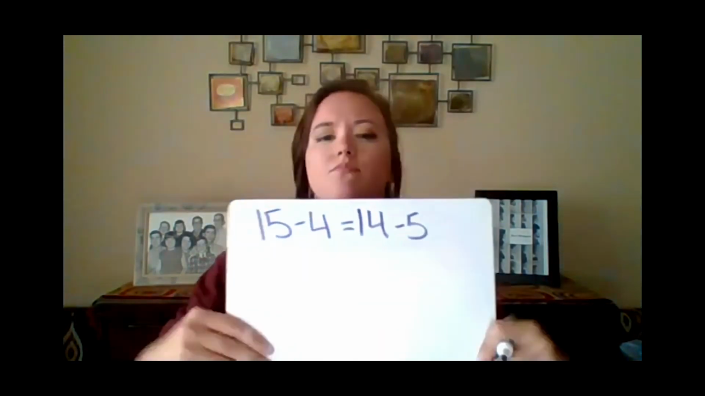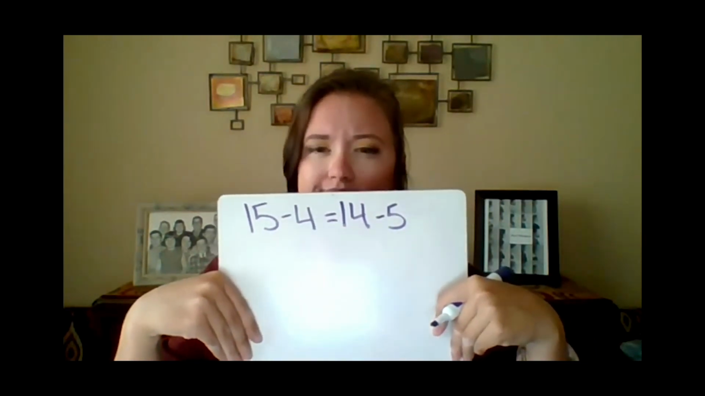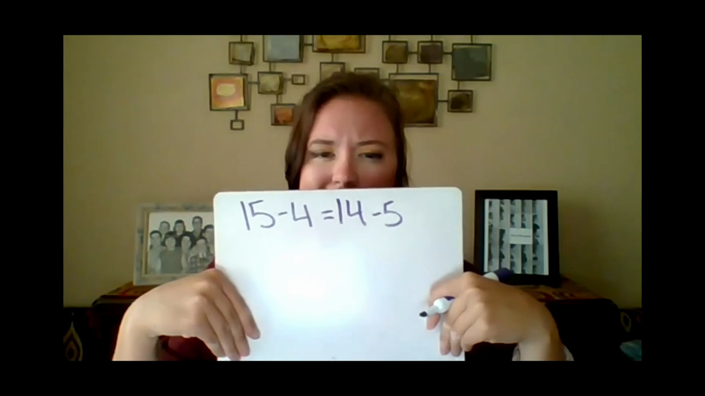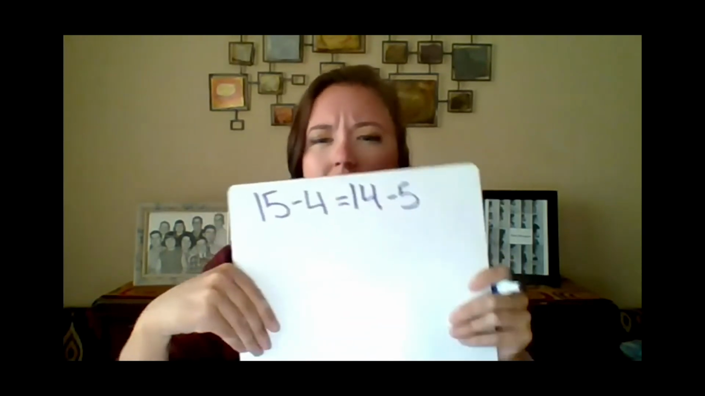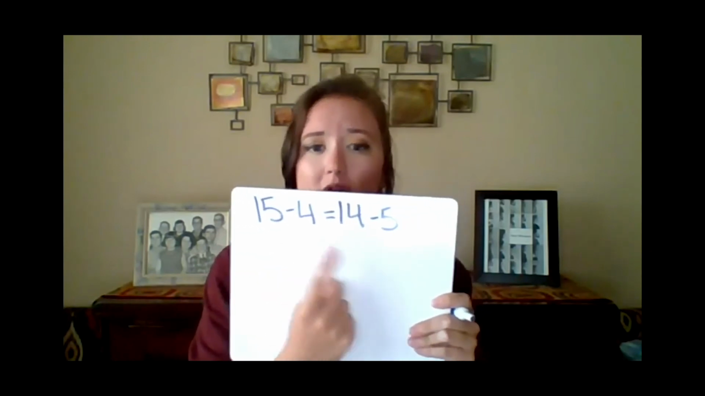There I am. Hello. All right, so let's give it a go. So the equation was 15 minus 4 equals 14 minus 5. All right, so at first glance, do you see a side that might look a little bit easier to solve? No, but I'm getting a little confused because all these numbers look so similar. We got 15 and 14 and 4 and 5.